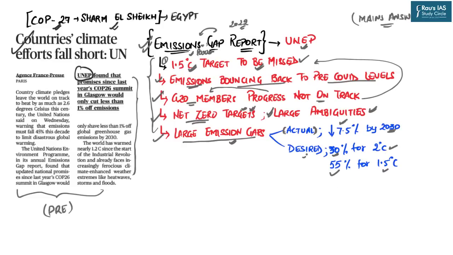So the desired reduction amount is somewhere in between 30 to 55%, but the actual reduction by 2030 will only be just 7.5% if the present rates of emissions continue. So these are the key findings, and these can be used by you in your mains answers when you have to critically evaluate the steps taken by various countries in order to meet the Paris climate deal targets.